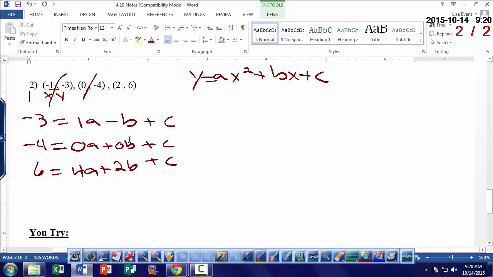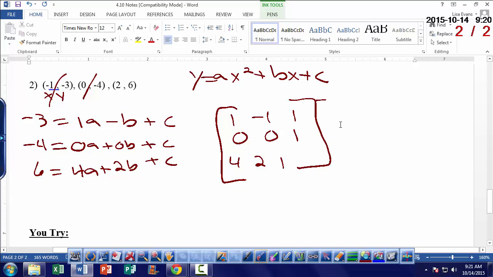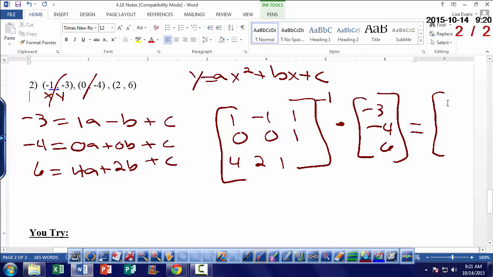Okay, these are the three equations that we have. Now we're going to plug it into the matrix. So 1, negative 1, 1. 0, 0, 1. Remember to hold the place when you're missing a variable. And then 4, 2, 1. We're going to take the inverse of this matrix and multiply it by the constants, the negative 3, the negative 4, and the 6. You're doing this on your calculator. When you are done, you get 2, 1, negative 4.